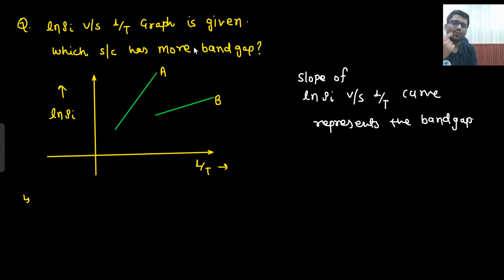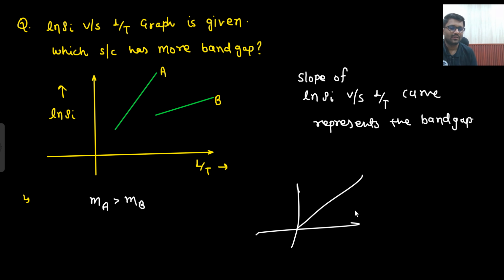Right? So who is having more slope? A is having more slope, right? The slope of curve A is more than the slope of curve B. I hope you know the basics of signals and systems. This much basic you should know. This is the slope, this is the slope. Who is having more slope? If you move in this direction, the slope will keep on increasing, right? So the slope of A is more than the slope of B.